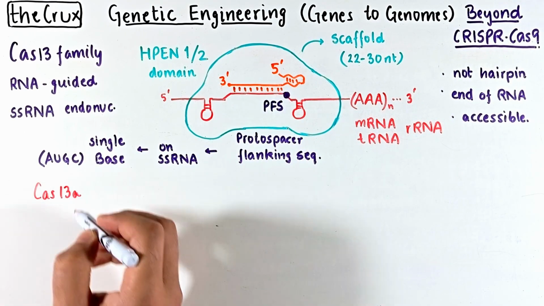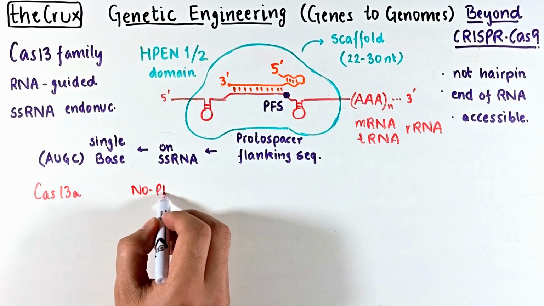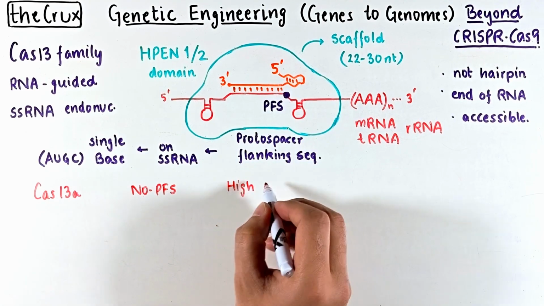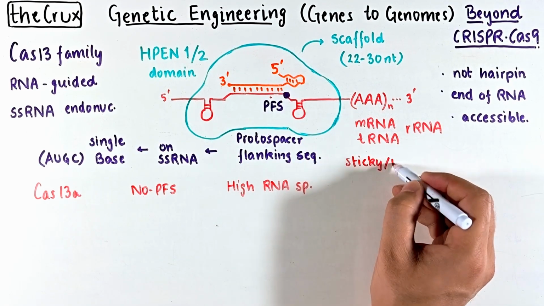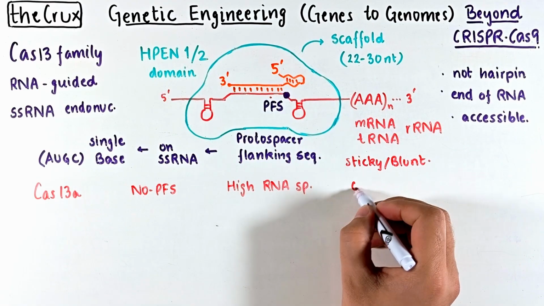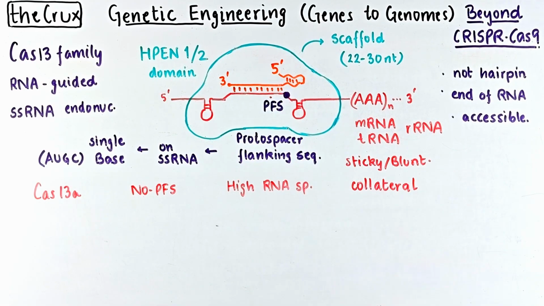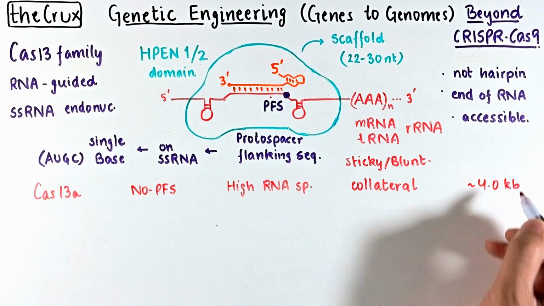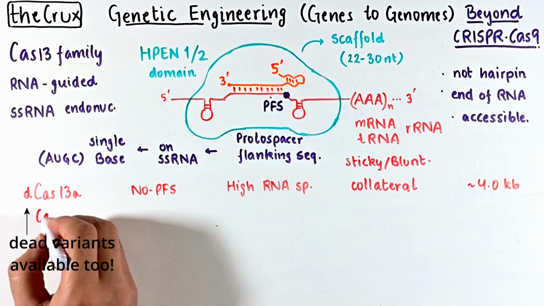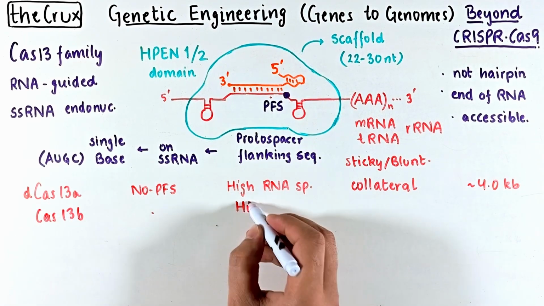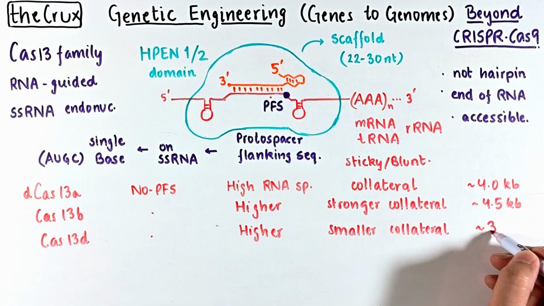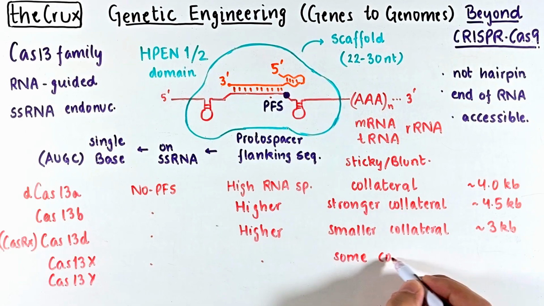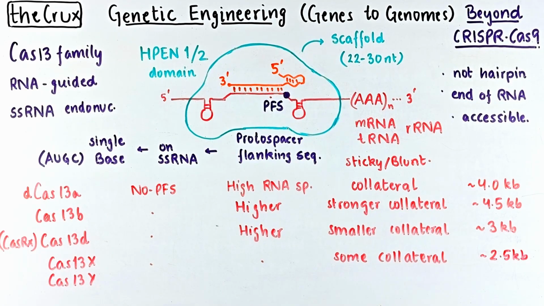Cas13a is the most common enzyme in this family with no specific nucleotide preference, and it has a very high RNA specificity. In single-strand cleavage, the concept of sticky or blunt cut doesn't really mean anything. It's just a cut. But these enzymes do have something called collateral activity, which I will explain in a moment. The rest of the enzymes in this family are similar, with higher or equivalent specificity with variable levels of collateral activity and different enzyme sizes.